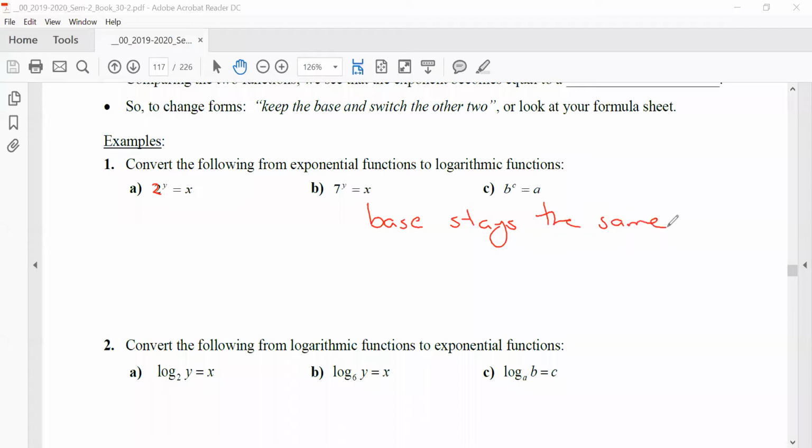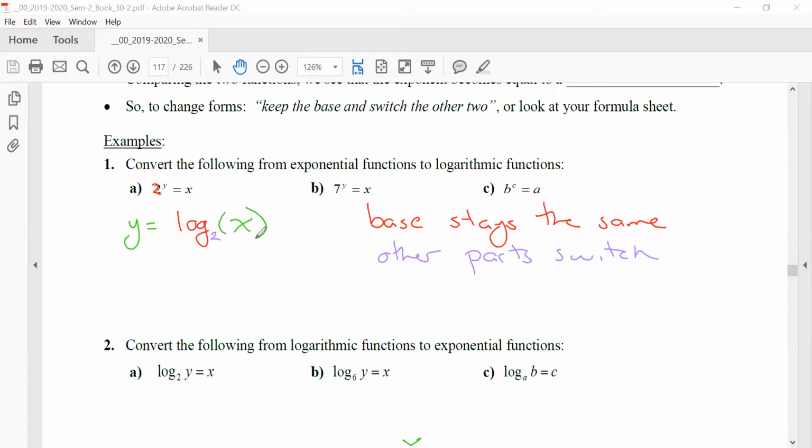So I say to myself, what's my base? 2. So it's going to be log base 2, and it's important that you're writing that 2 as a subscript. It's a base. Log base 2. And now I'm going to say the other parts switch. The other parts switch. So that means the y is going to go where the x was. So now we've solved for that unknown exponent, and the x goes where the y was. So what we've got there is something that says y is equal to log base 2 of x.